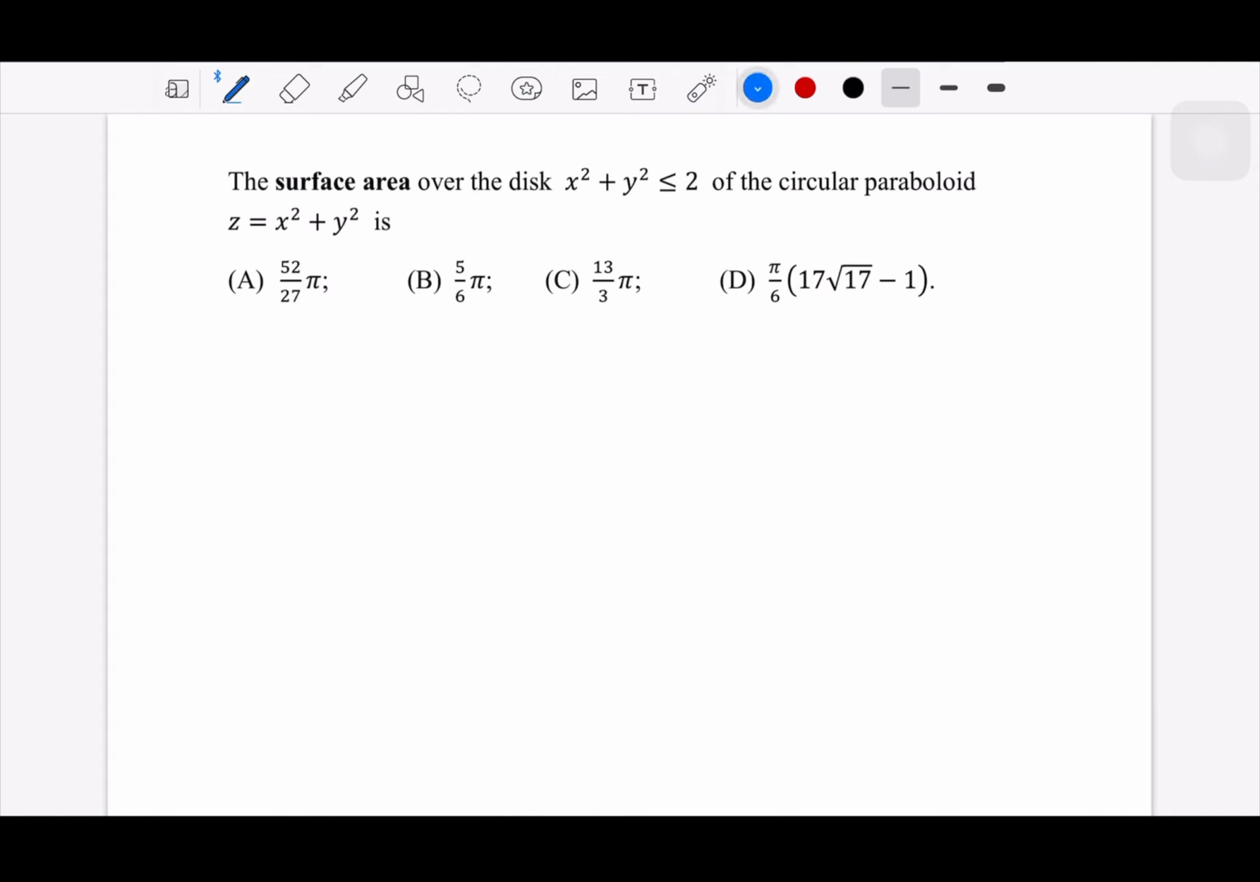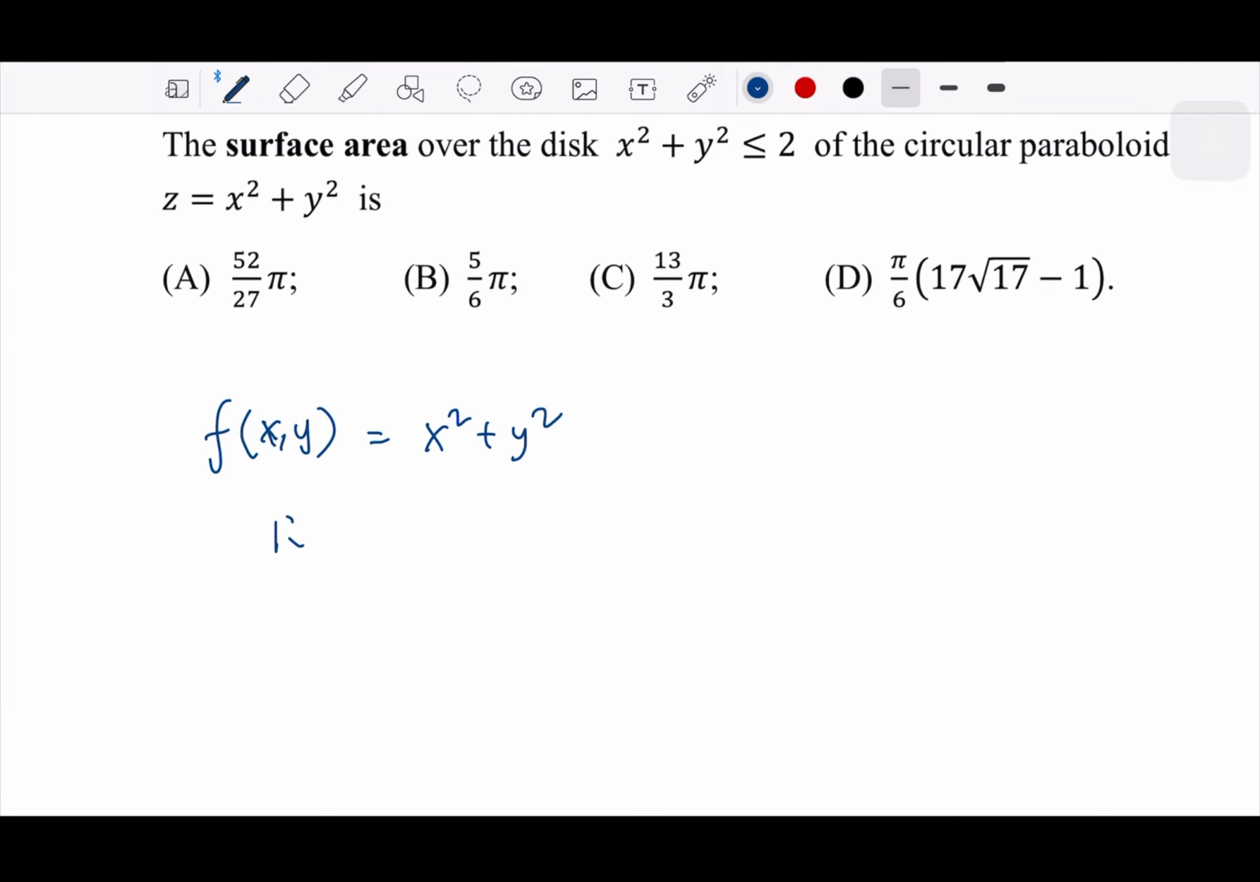Now to start, the first thing is we are going to describe the function. Let the function of two variables x, y be x squared plus y squared, and R, the area, is the disk, the circle x squared plus y squared equal to 2.